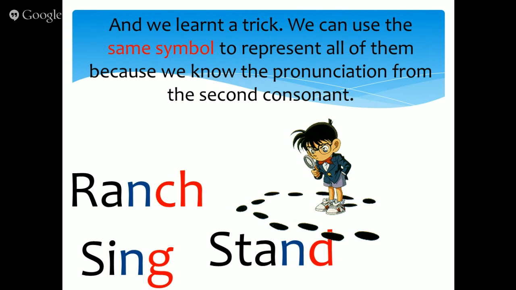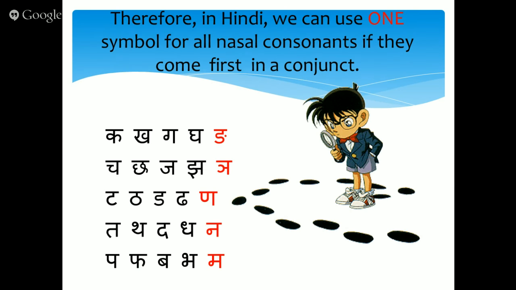And we learn a trick. What is that trick? That we can use the exact same symbol to represent all of them in a conjunct. We could represent N and M in every conjunct using one symbol if we really wanted to, and we would figure out how to pronounce it correctly because we would pronounce it the natural way. So we're going to apply this to Hindi, and in Hindi, we're going to use one symbol for all nasal consonants, if they come first in a conjunct.